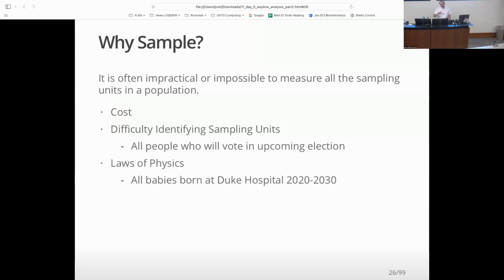So there are all sorts of reasons, again, for sampling. And cost is, again, a pretty common one, but it's often much more sophisticated than that, or much more complicated.